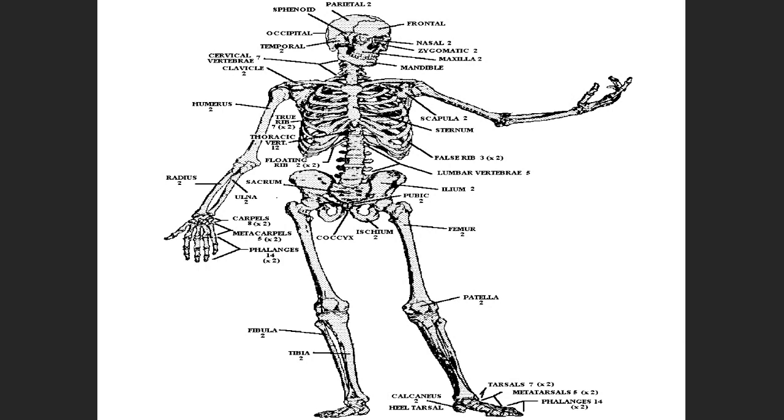Well, the answer is that the sphenoid bone actually goes all the way across the inside of your skull and forms the base upon which your brain sits. And so it is actually one bone, but it appears as little triangles on either side of your skull.